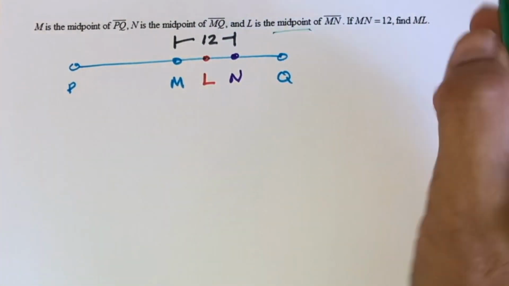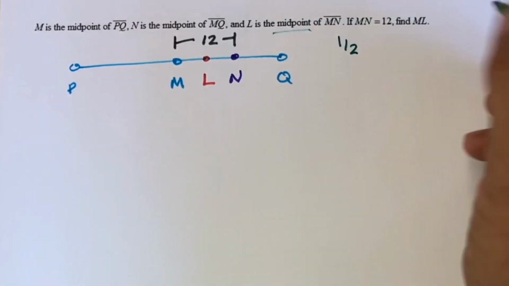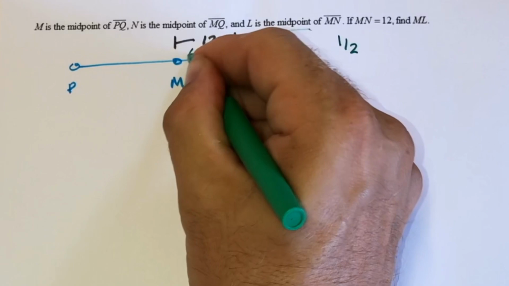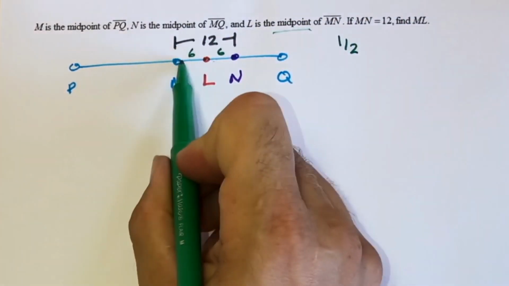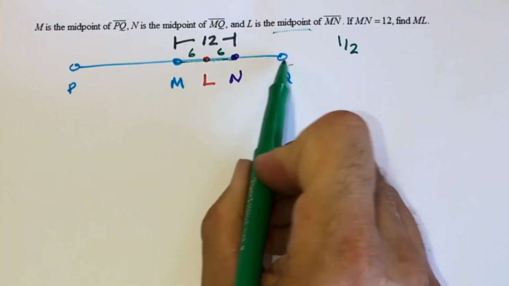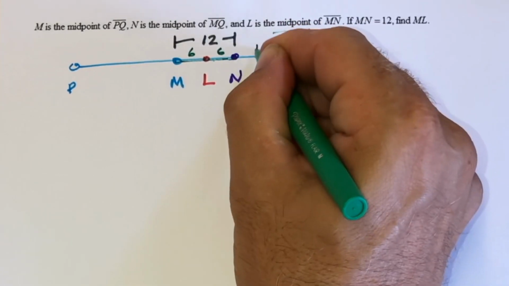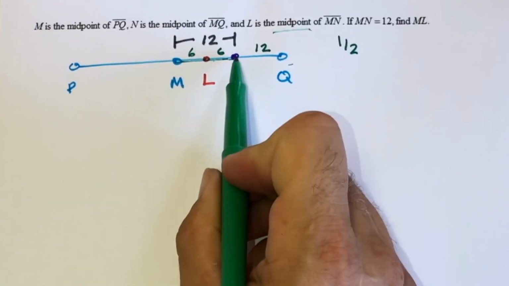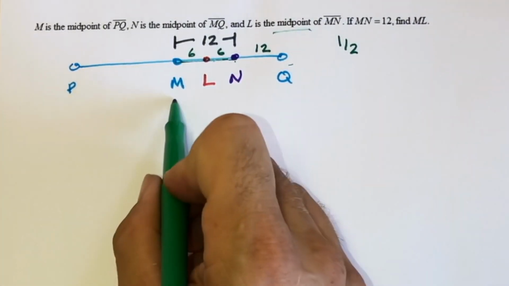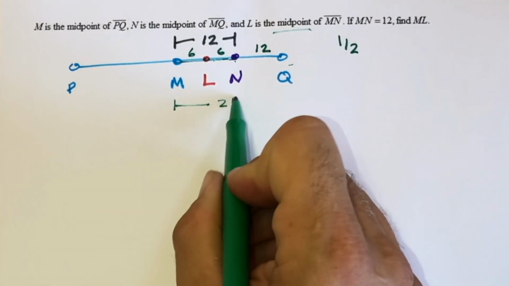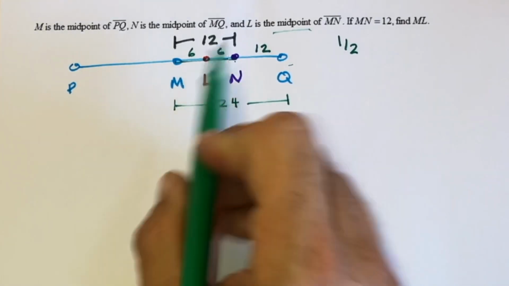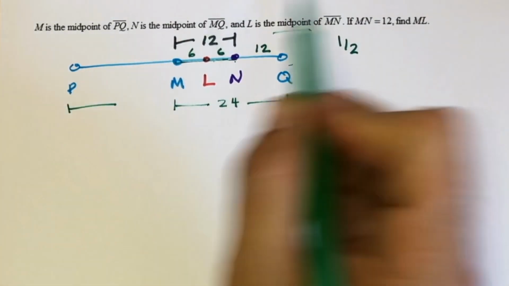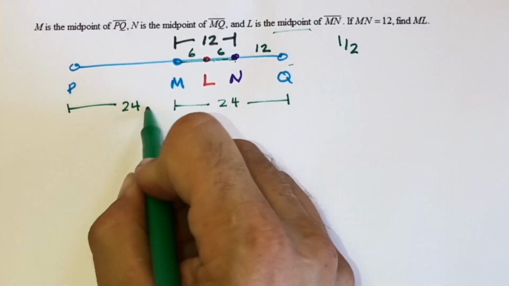And if I'm dealing with midpoints, I'm dealing with halves, basically, right? So if this is 12, then both of these are 6. And if MN is half of MQ, then NQ would also be 12, right? If MN is 12, that's halfway. And then add those together, this is 24. And if this is 24 and M is halfway between PQ, then this would here also be 24.